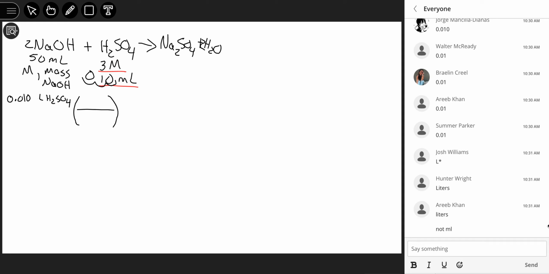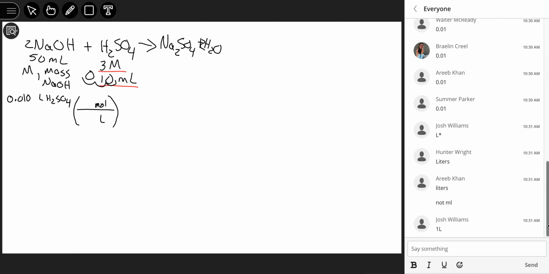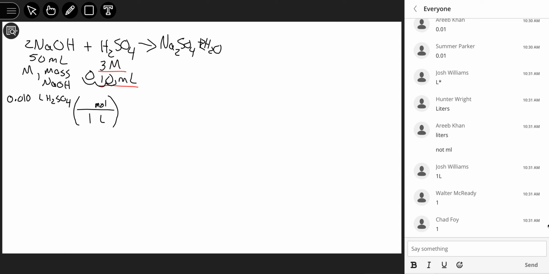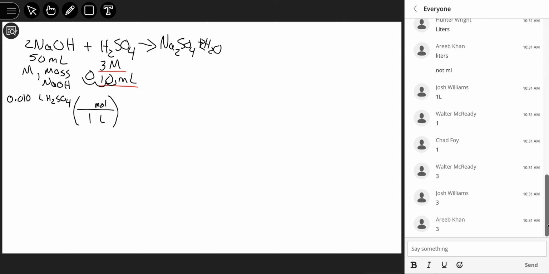All right, so I'm going to use molarity. And the molarity is 3 molar. So how many liters is it? So we have liters on the bottom and moles on the top. So how many liters on the bottom? 1. And how many moles? 3. Good. Because molarity is moles per liter. When it's per 1 liter. And this is H2SO4.